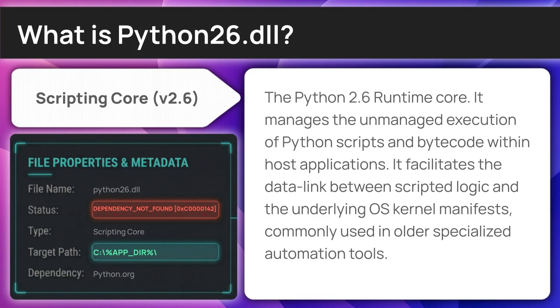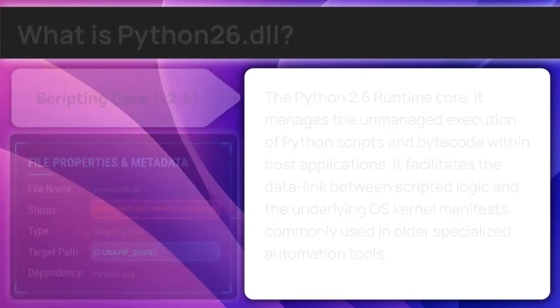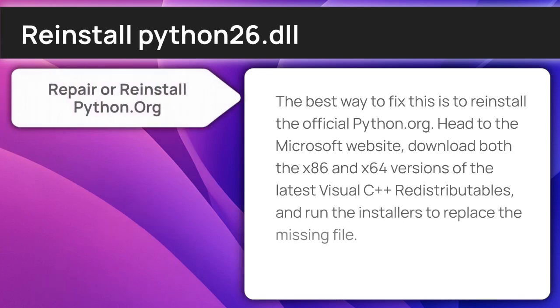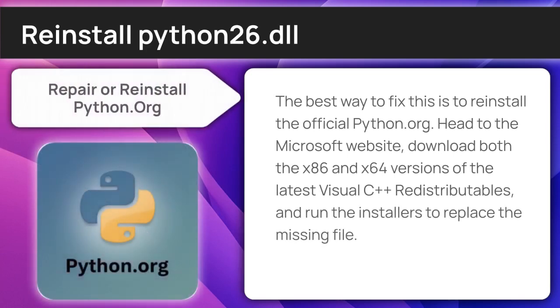We'll start with the most common fix for this specific error. The best way to fix this is to reinstall the official python.org. Head to the Microsoft website, download both the x86 and x64 versions of the latest Visual C++ redistributables, and run the installers to replace the missing file.